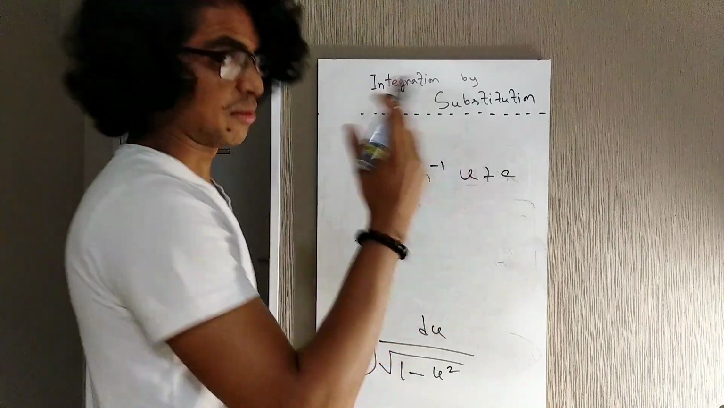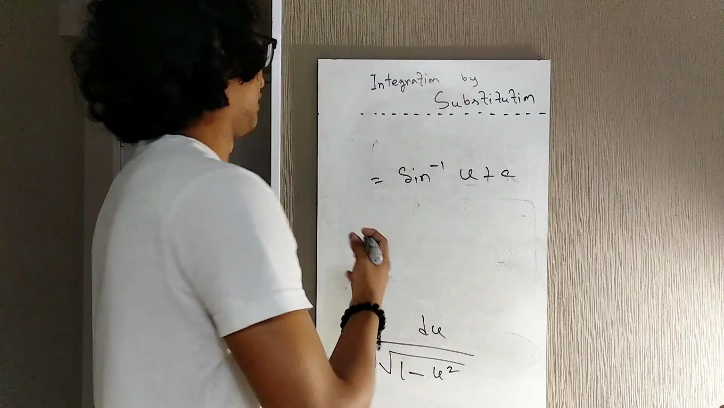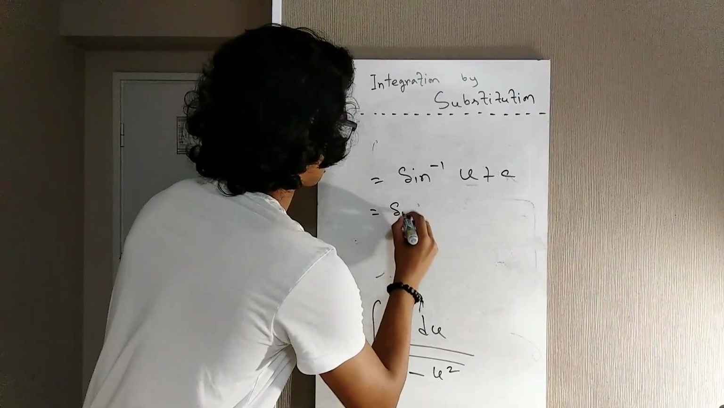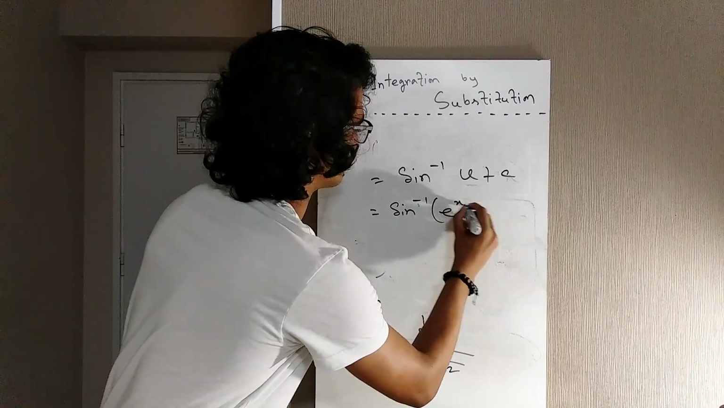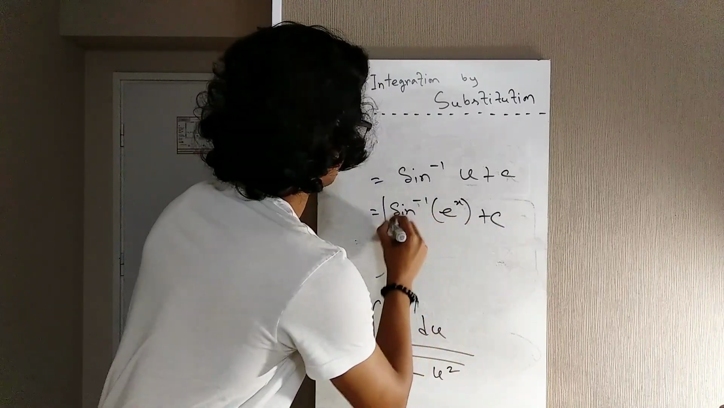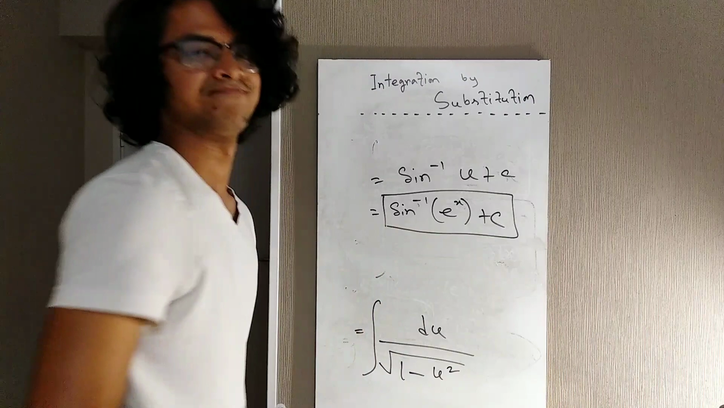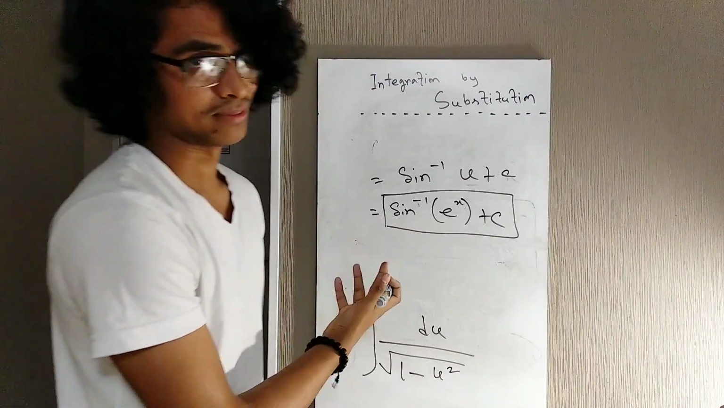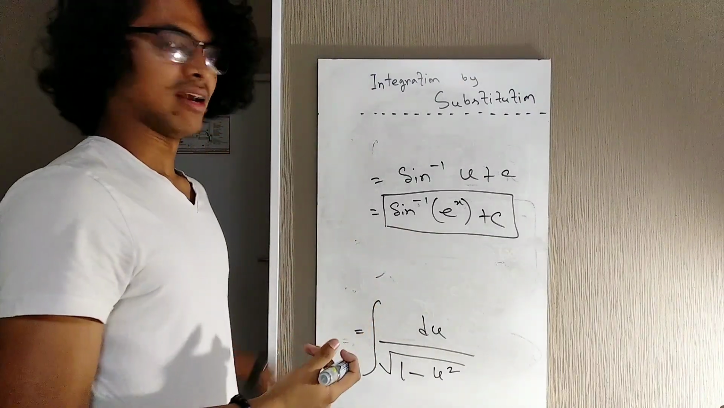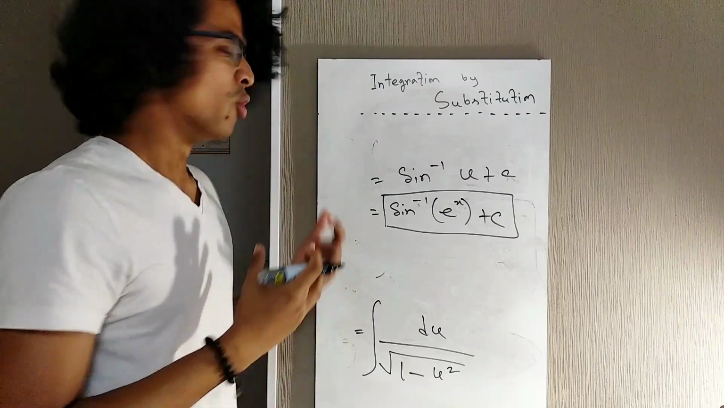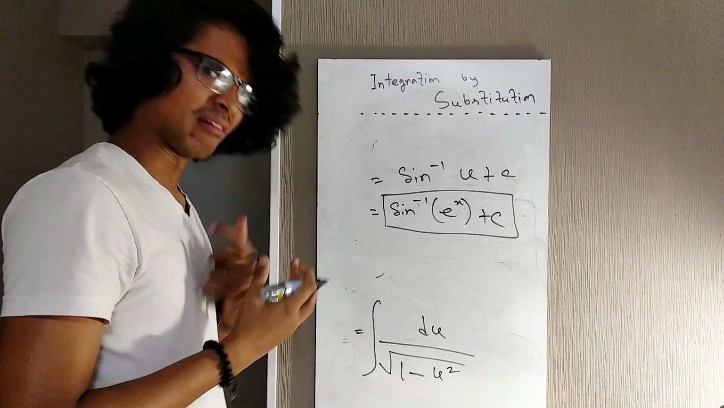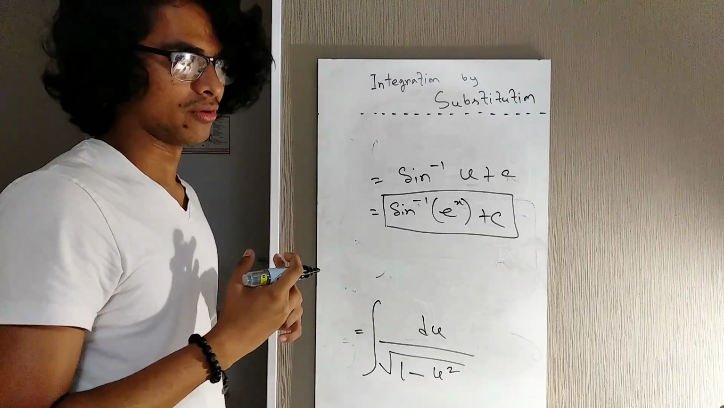Now we have to substitute the original variable x. We'll have sine inverse, what was u? e power x. And this is the final answer. This is the integration that you wanted. Okay. So as you can see, by using the integration by substitution technique, we can solve a lot of really tricky looking integrals in a very simple way, right?